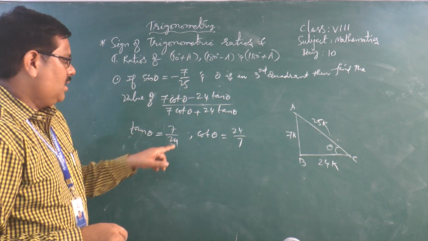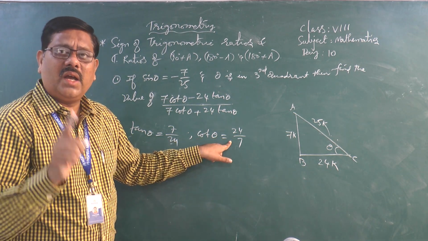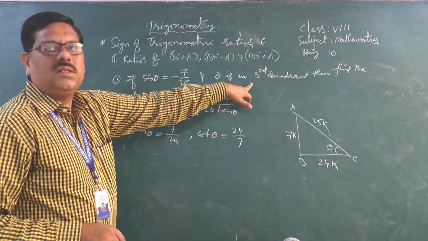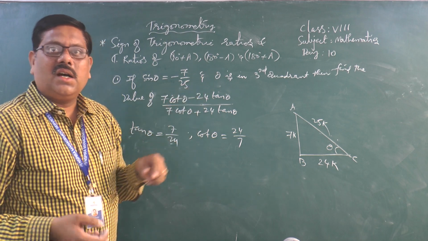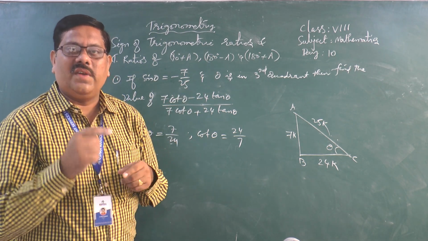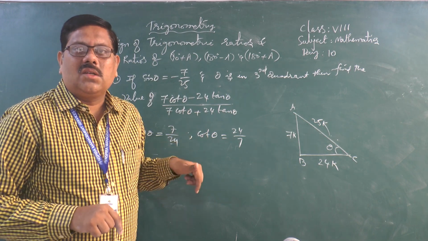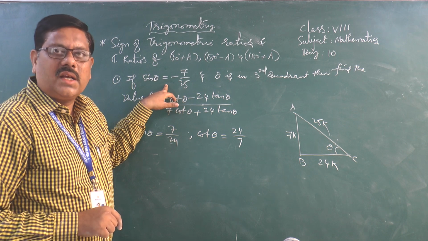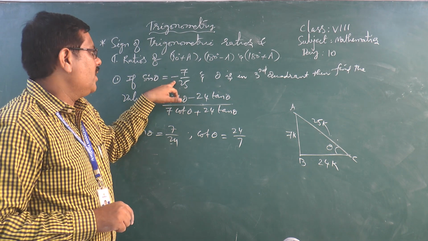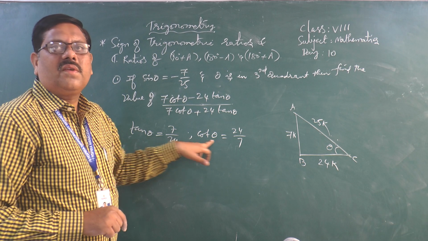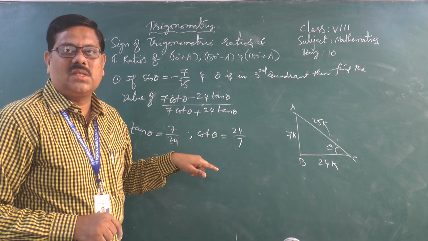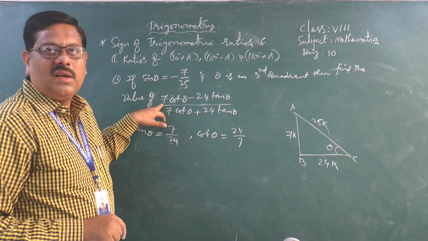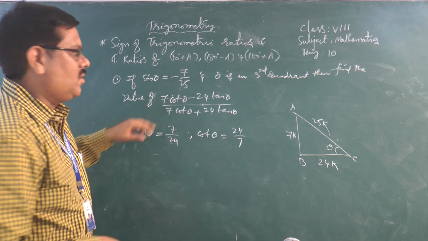If you look at the signs, I am not writing any minus sign over here. Why am I not writing it? Deliberately I am doing that. Sin theta is negative and theta is in the third quadrant. According to the signs of trigonometric ratios that we have studied, if theta is in the third quadrant, tan and cot are positive. So even though sin theta is given as minus 7 by 25, here both tan theta and cot theta will be taken with positive sign. Therefore, we substitute these positive values in the given expression to get its answer. Now let us solve this.